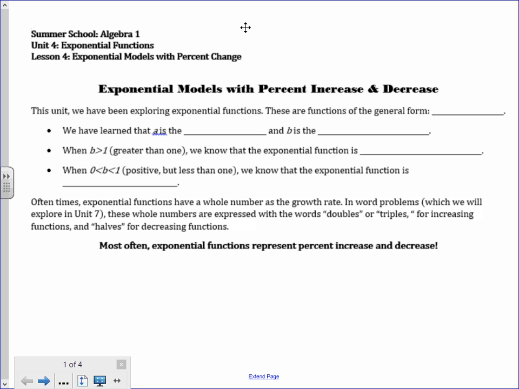Right, so it says, exponential functions are functions of the general form y equals a times b to the x power. There's no plus and no minus, it's all about multiplication. We've learned that a is the y-intercept, and b we call the growth rate.